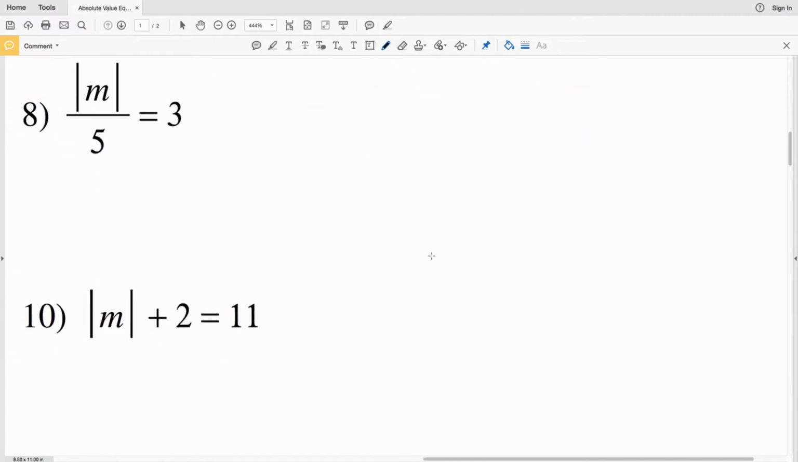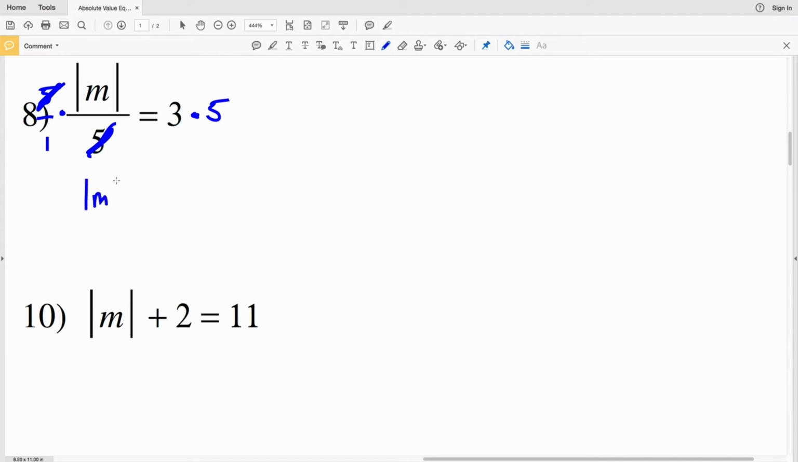In number 8, they switch it up a bit, and they have the absolute value of m divided by 5 equals 3. We need to isolate this absolute value of m so we know the options m can be. We do this by starting with multiplying by 5 over 1 to each side. Doing so, the 5's will essentially cancel out because 5 divided by 5 is simply 1, and we know that any quantity over 1 is just that original quantity.